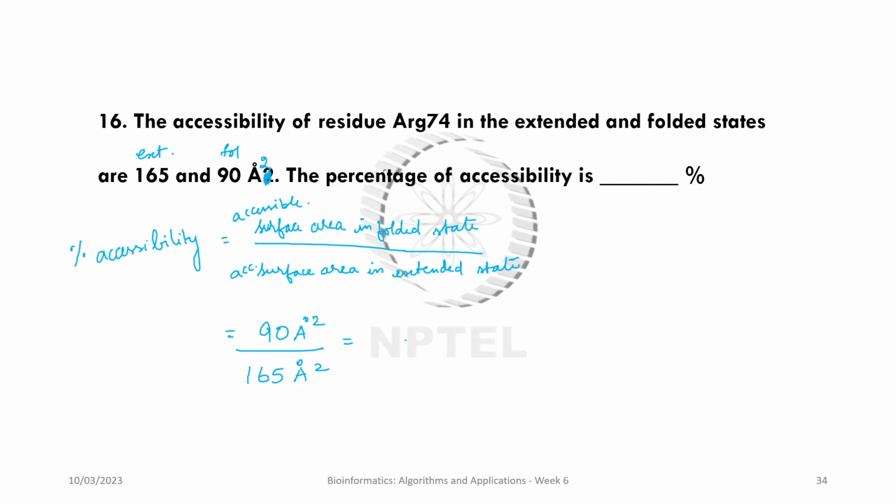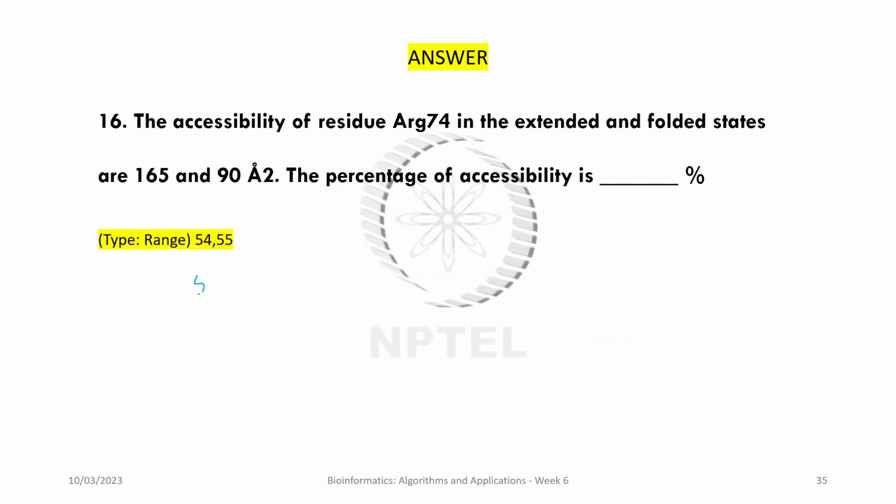What is 90 by 165? 0.5454. So 54.54 percent, as all of you have. Of course, you can drop the 4, it doesn't matter. It falls within the range, therefore, we are right.